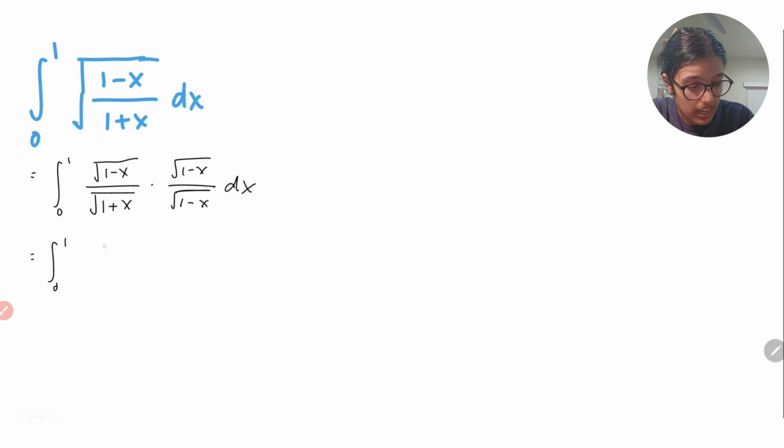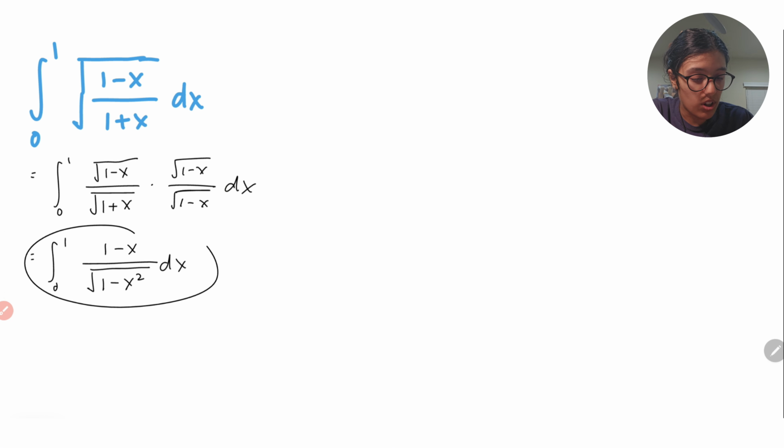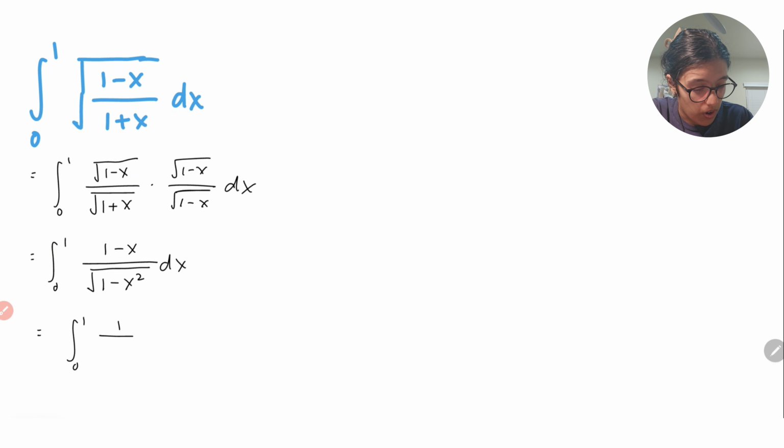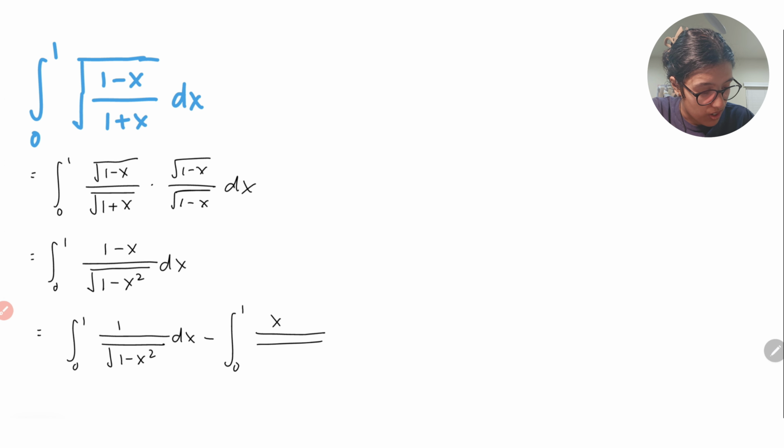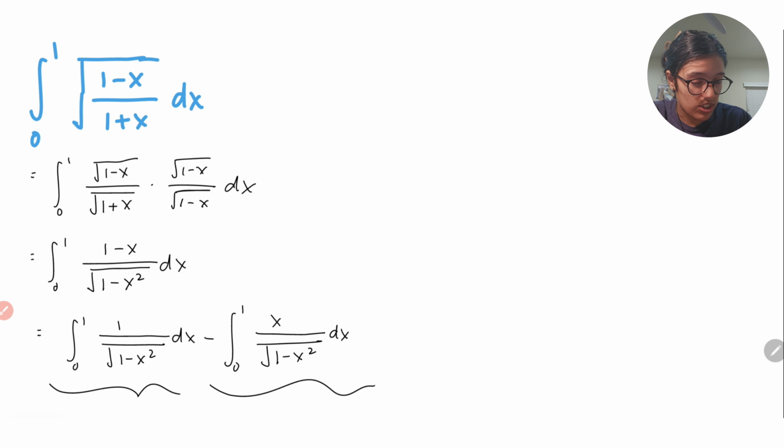So the bounds are going to stay the same, but the top is going to be 1 minus x, and the bottom is going to be 1 minus x squared, dx. From here, I can't really simplify it anymore, so I'm just going to break this integral apart into two integrals. That would look something like the integral from 0 to 1 of 1 over 1 minus x squared dx, minus the integral from 0 to 1 of x over root (1 minus x squared) dx. Now, we have to solve two integrals essentially, but they are in a form that is less complicated than this original integral, so we're getting closer.